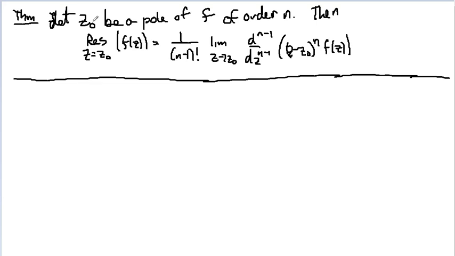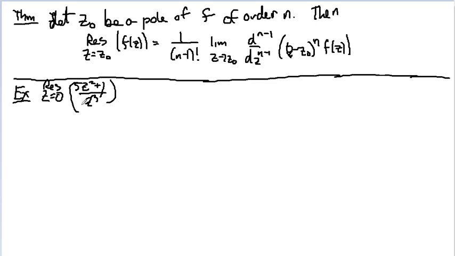I'm going to explain this nice result on a quick way to find residues if you have a pole. I'm going to give you two examples in the proof. So example 1 is I'm going to find the residue at z equals 0 of (5z squared plus 1) over z cubed.